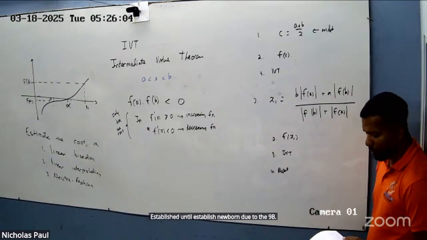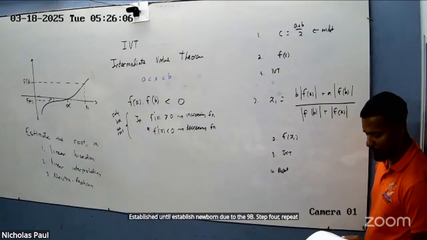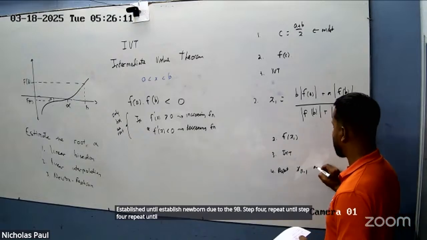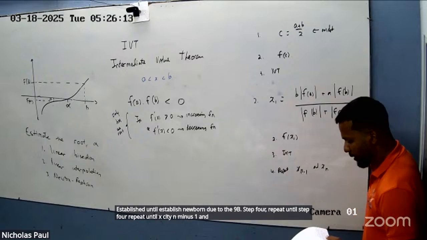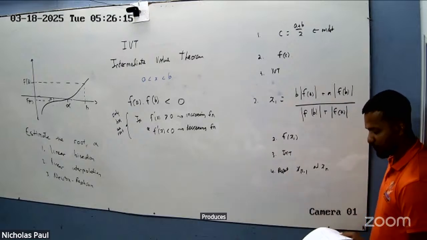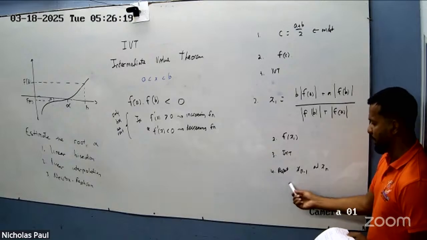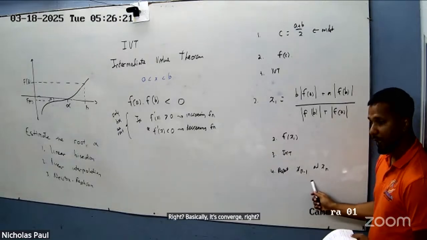Step 4, repeat until x to the n minus 1 and x to the n produces the same value. Right? So basically it should converge, as I keep doing it, it converges.